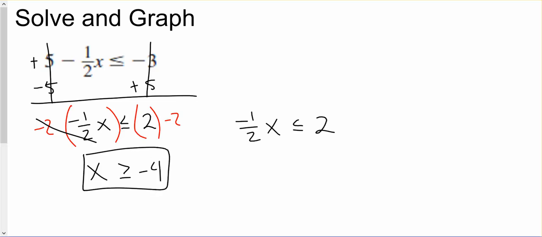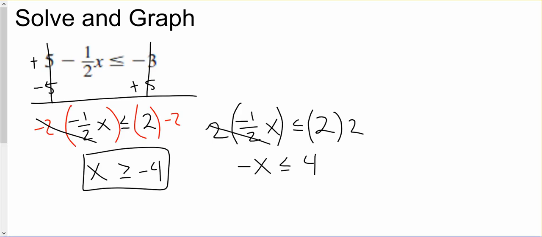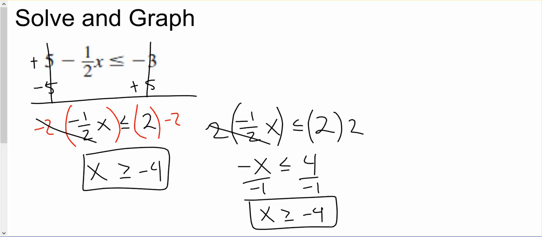So that's one way. The other way is to say, okay, I want to get rid of my fraction, so I'm going to multiply by 2, and I'll get -x is less than or equal to 4, and then divide by -1, divide by -1, x is greater than or equal to -4. So you get the same answer whichever way you do it. The graphs, we're at -4, we're greater than or equal to -4, so because of the equal sign we go solid circle, filled in circle, and greater than goes to the right.